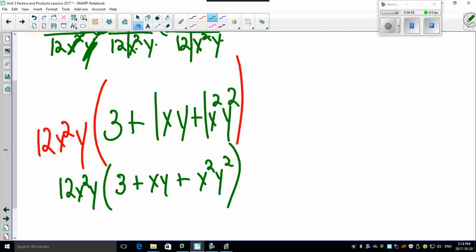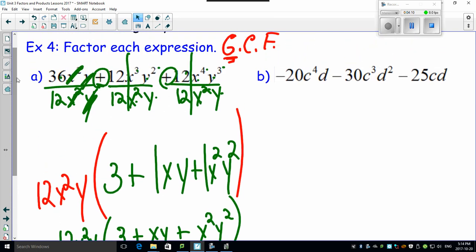That's really, really nice. Let's take a look at the next one here. And let's do the exact same thing. And let's see if we can do this a little bit quicker. Okay? Notice one thing. All of these have negatives. So one of the things that you're going to take out is a negative. This is 20. This is 30. This is 25. So I think the greatest number common to all of this is in fact 5.